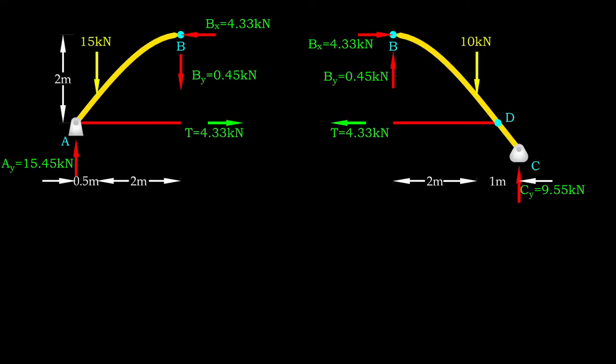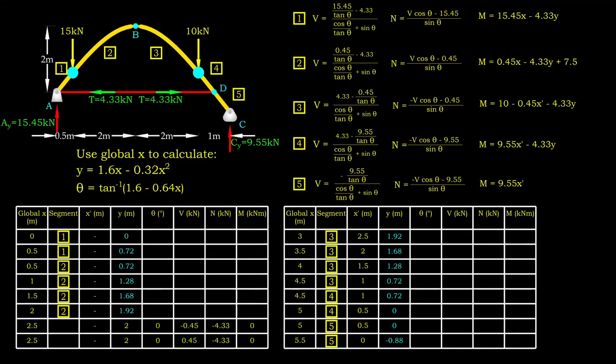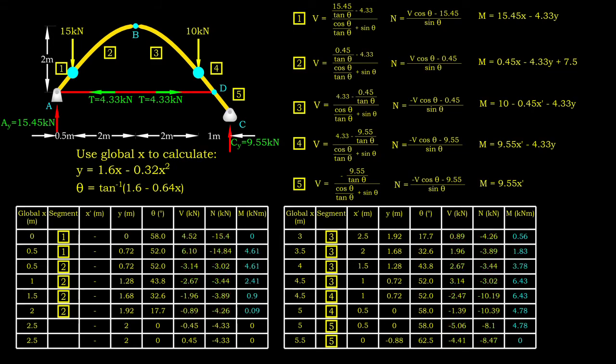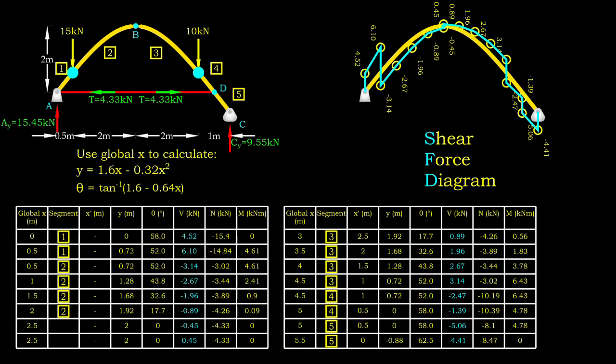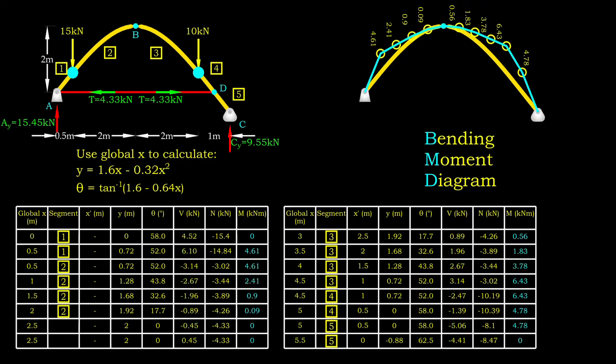Focusing on point B, let's check what forces are developed there. We know the axial force is 4.33 kN compression and the shear force is 0.45 kN. There is no bending moment at this point. By using the right functions, we can determine the axial force, shear force, and bending moment for the remaining points of interest. At this point, we have successfully produced the internal force diagrams for an arc.